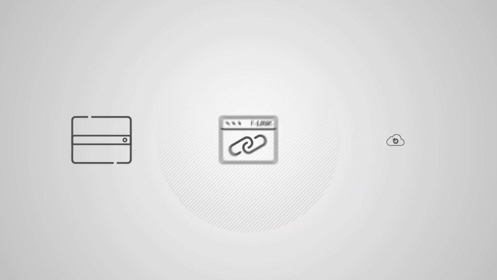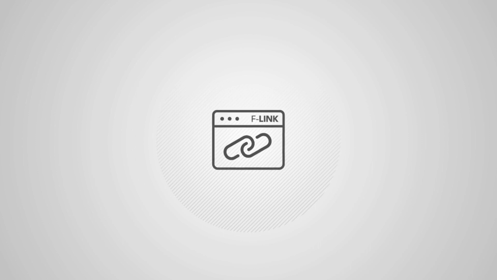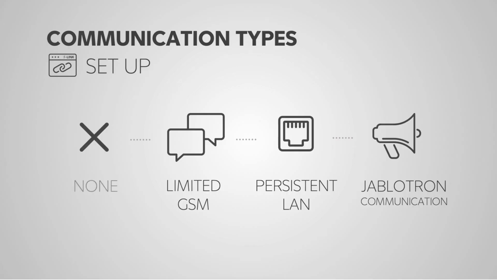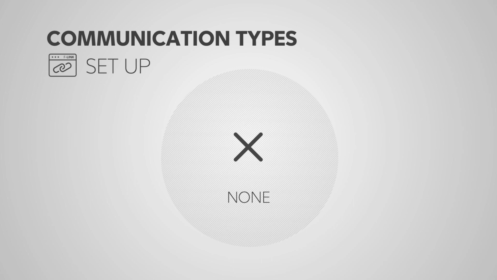Communication is to be set in F-Link software, the Communication tab in the Jablotron communication menu. Let's have a look at this setting. There are 4 options of setup in F-Link in the Communications tab. The first option is called None or No Communication. In such a case, the control panel doesn't communicate anywhere. As a consequence, it is not possible to connect remotely to the control panel via F-Link.